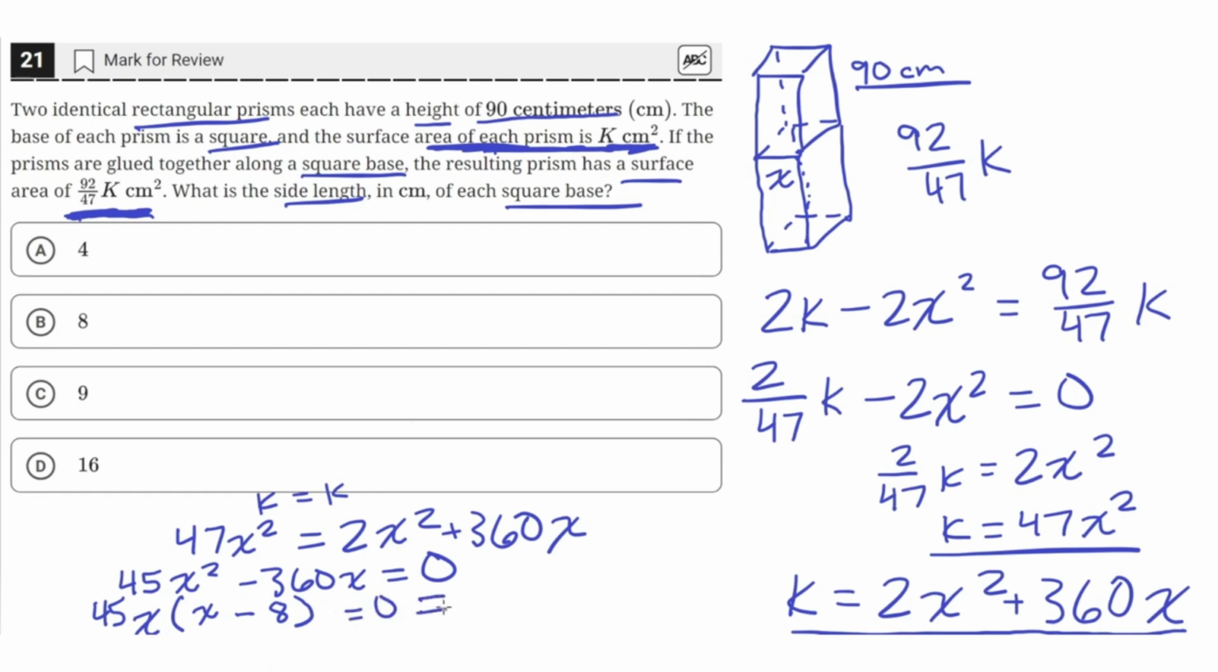This gives us two solutions for the value of x. X either equals 0 or x equals 8. But x cannot equal 0 because then we wouldn't have a prism if one of the sides was of length 0. So we'll just use the positive solution, that x equals 8. So the side length of this square base, which we denoted as x, has a length of 8 centimeters, which is answer choice B.